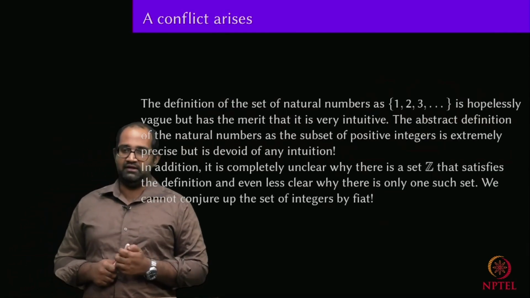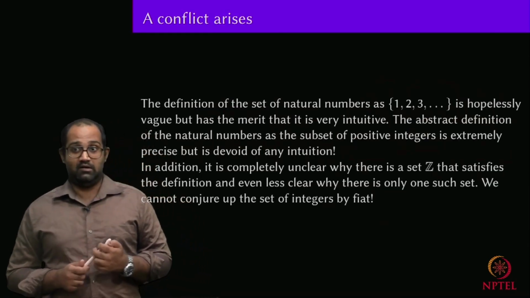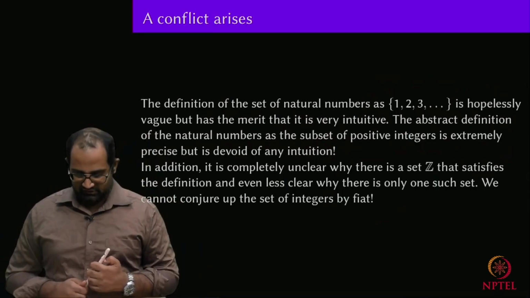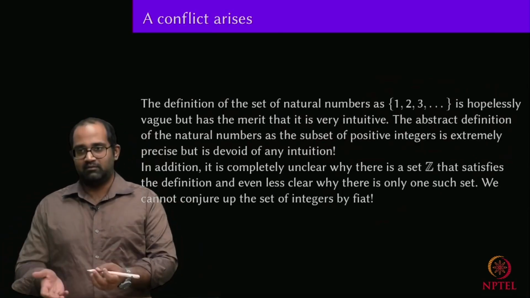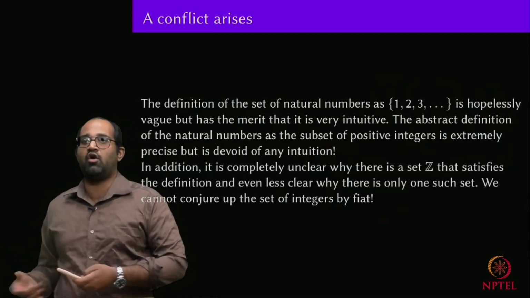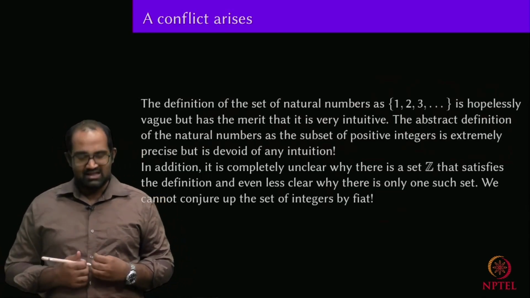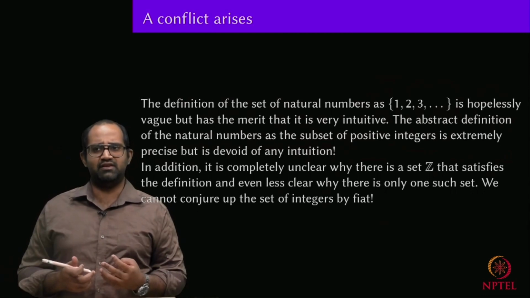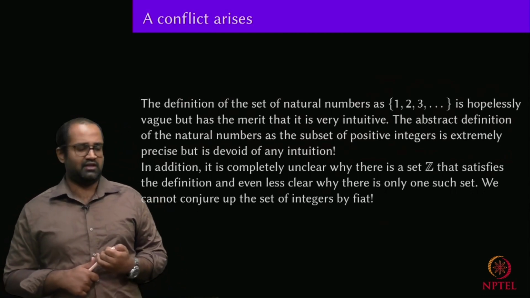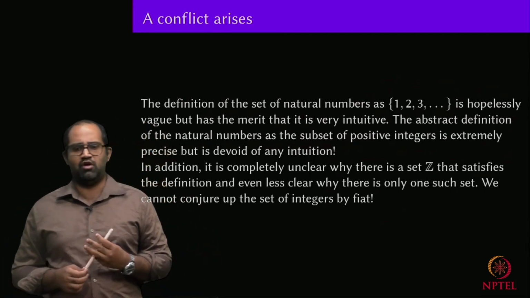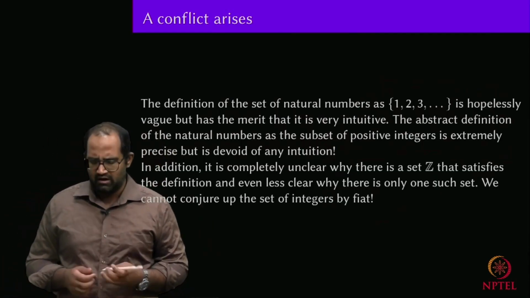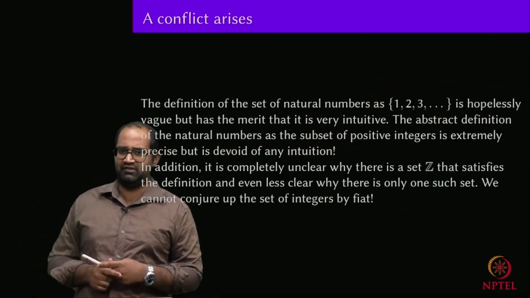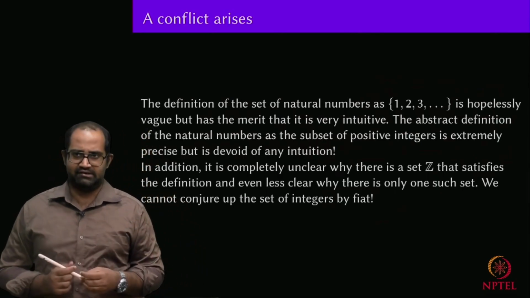Plus, there are two further objections. Why should there exist a set Z along with two binary operations and an ordering, which I am not writing down, that satisfies the definition? We have stated that it should be an integral domain, one should not be 0, there should be some peculiar property of the set of positive integers. Completely unclear why there is such a set Z along with such properties.